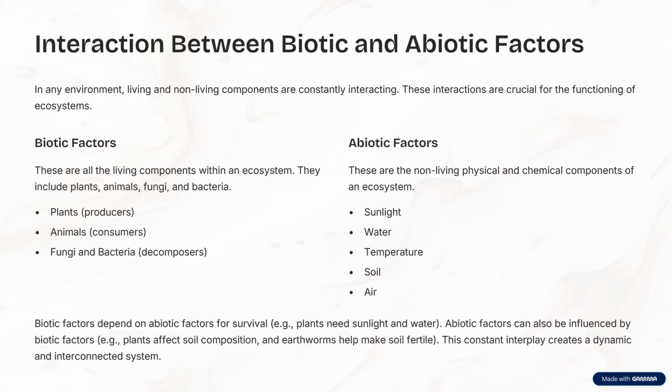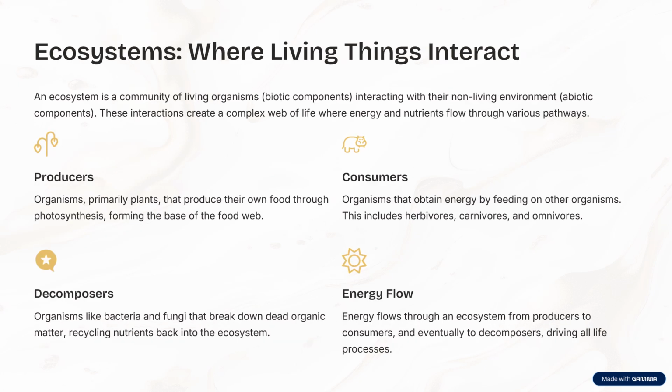Biotic and abiotic factors depend on each other for survival. For example, the plants need sunlight and water for growth. Like that, also the second example, earthworms help to make the soil fertile. The constant interplay creates a dynamic and interconnected system. So let's move on. Next slide.